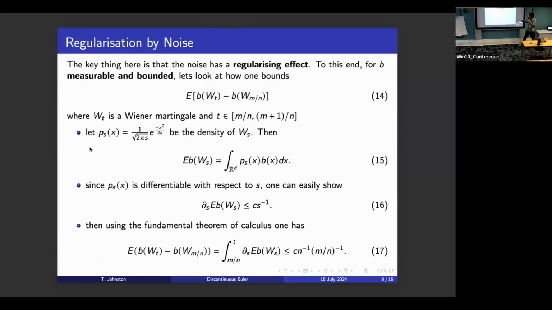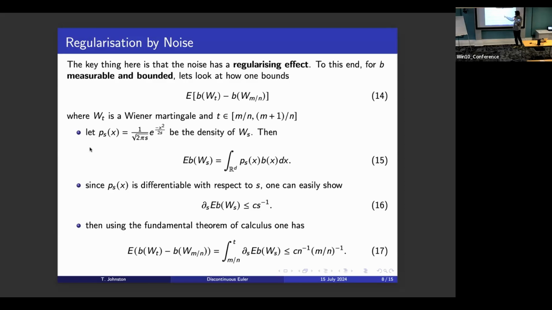So let's look at how one bounds a crucial quantity. This is a kind of model calculation. We're looking at the expectation of a Wiener martingale evaluated at t and evaluated at the grid point prior, where t lies in the interval [m/n, (m+1)/n]. Here B is just measurable and bounded. So since B is just measurable and bounded, one expects that for most omega, for most realizations, this quantity will be large, because one can't rule out that as the Wiener martingale moves forward, it goes across a jump. So for most omega, one expects this quantity to be large. But nonetheless, through the smoothing of the noise, in general, one can find a bound for this quantity.